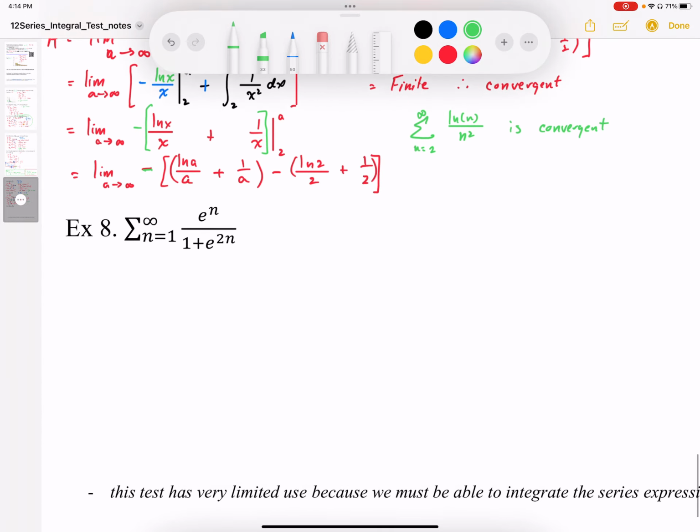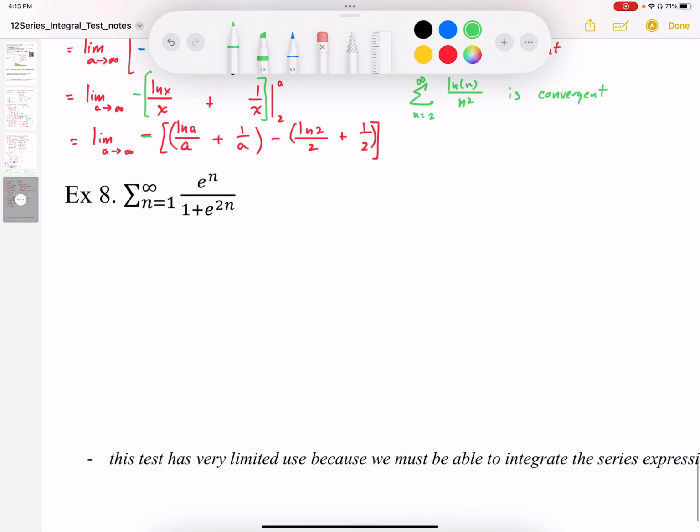In this next example, this is our last one, we're going to write the function for this. So our function that represents this integral that we can integrate is y equals e to the x over 1 plus e to the 2x. So we're going to set up the limit. The area is equal to the limit as a approaches infinity from 1 to a, and this is going to be e to the x over 1 plus e to the 2x dx.